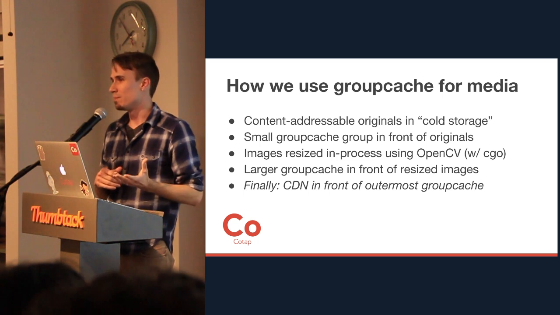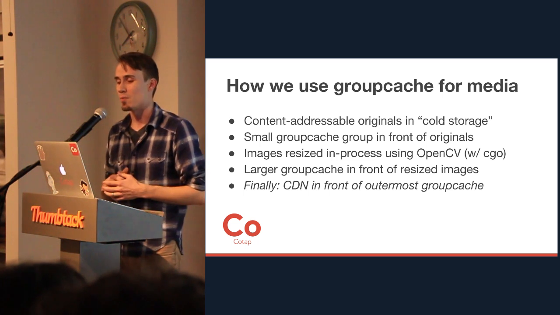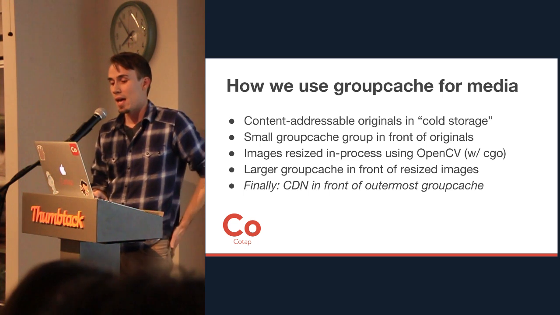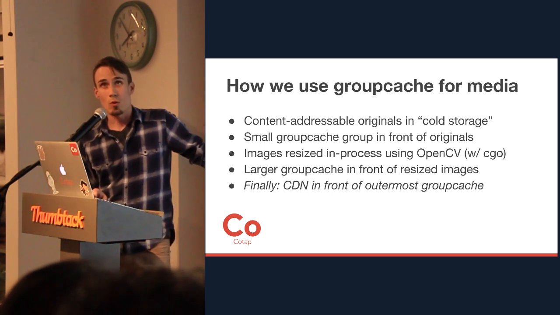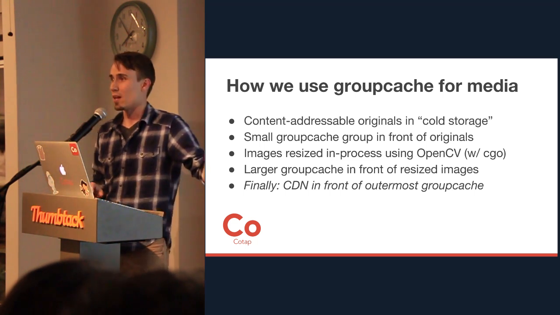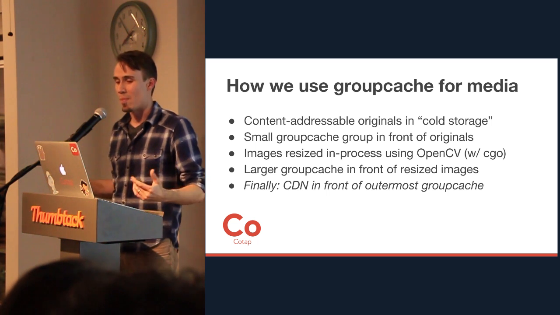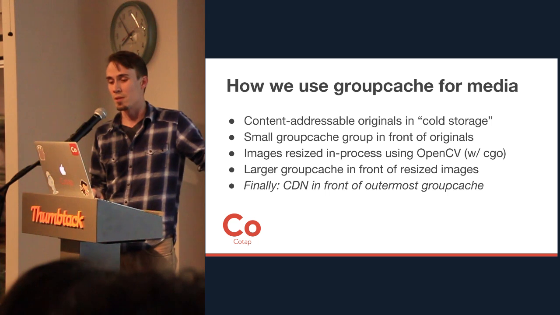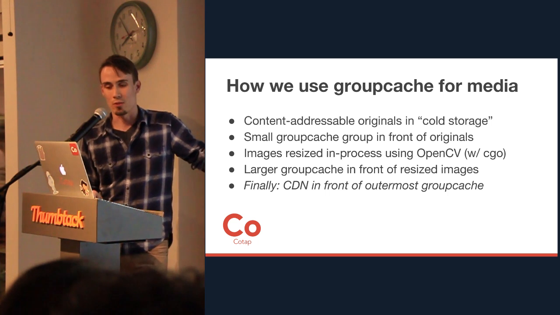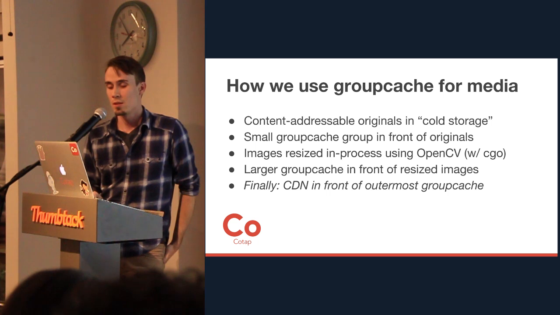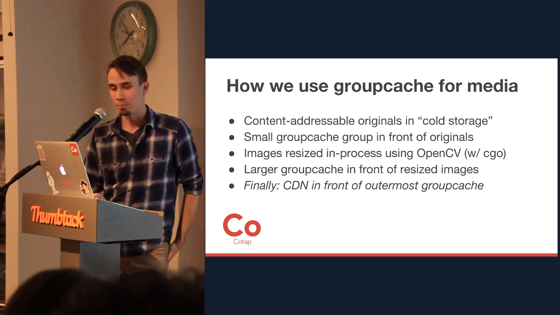And then we actually have a larger groupcache in front of those resized images to allow the final image product to basically stay in cache longer. So we have a larger LRU there. One of the reasons we're doing that is because we found that a lot of clients have the same size. So we have a lot of iPhones and a lot of desktop apps that have the same size requirements. And so allowing those clients to take advantage of the resized versions ended up being very helpful. So we actually have two layers of groupcache.